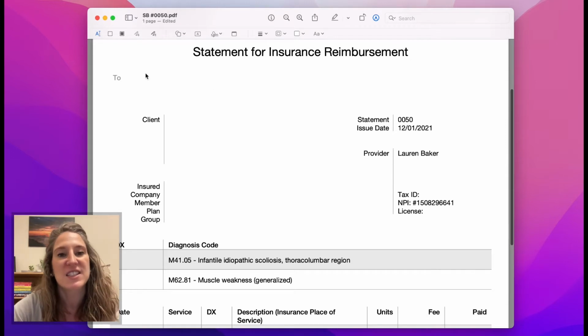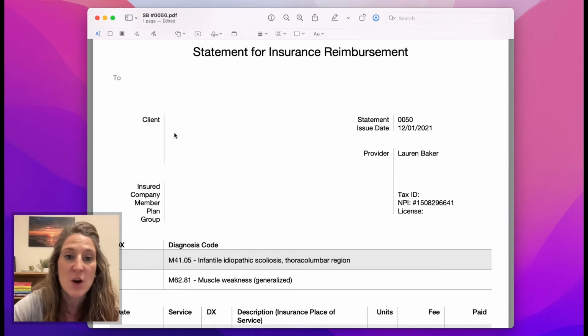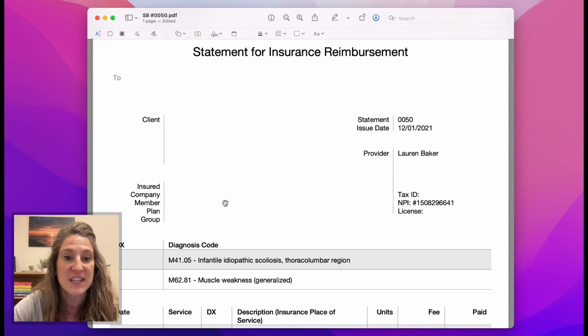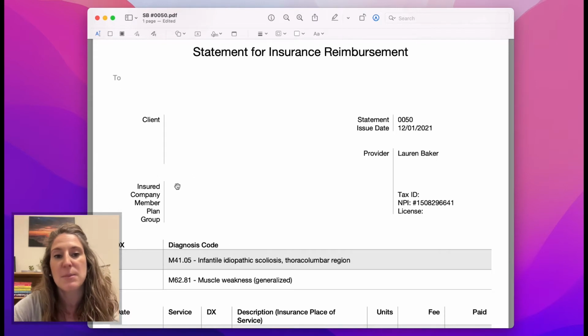On the left-hand side is going to be a bunch of information regarding the individual who received the service. So it's going to have the primary insured's information there, including their address, and the client. This is going to be the kiddo if it is pediatric physical therapy, or the person who received any type of physical therapy services. The insured member is going to be the primary insured, as well as any insurance information if that has been provided. If not, it will likely be blank.